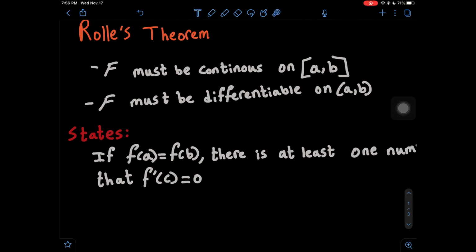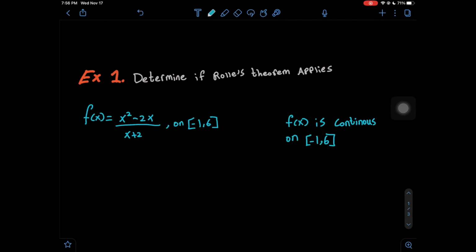The second criteria states that f must be differentiable on the open interval a comma b. For it to be differentiable, it must be continuous, and we must be able to take the derivative at any point. There must be no corners or cusps, and that will be in a future video explaining how to determine if a function is differentiable. So here we can say that it is differentiable because there are no places where a corner or cusp appears, and it is continuous as we stated in the first part.